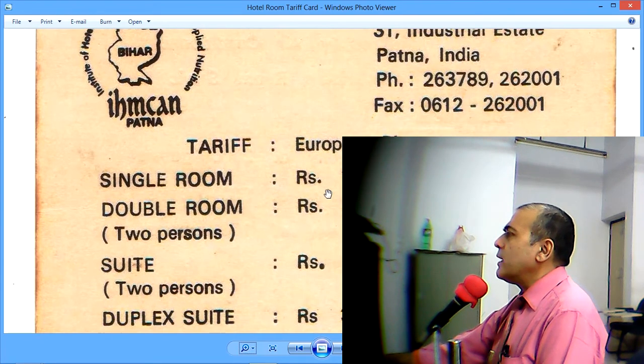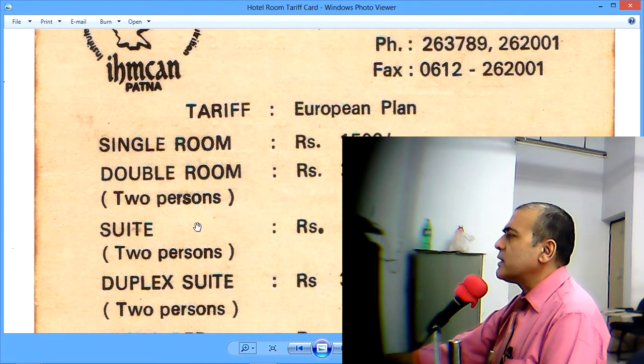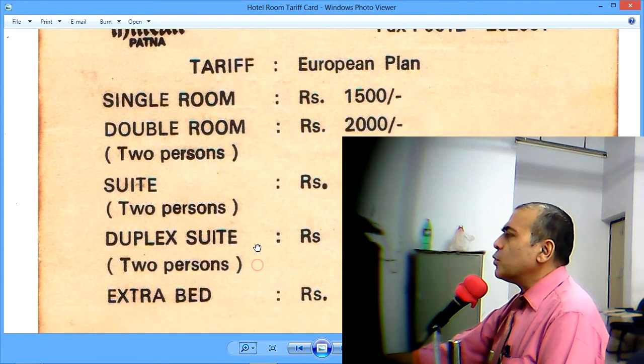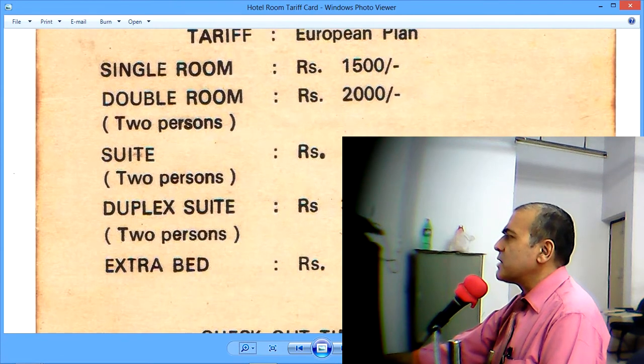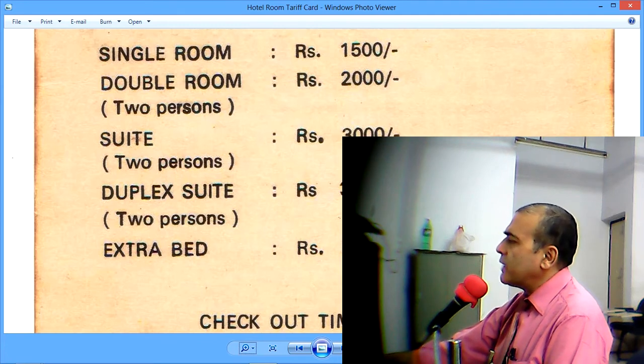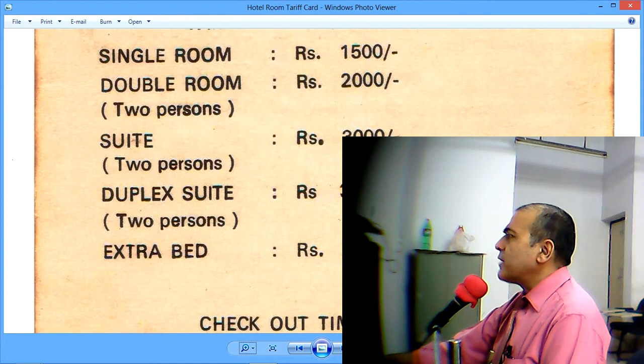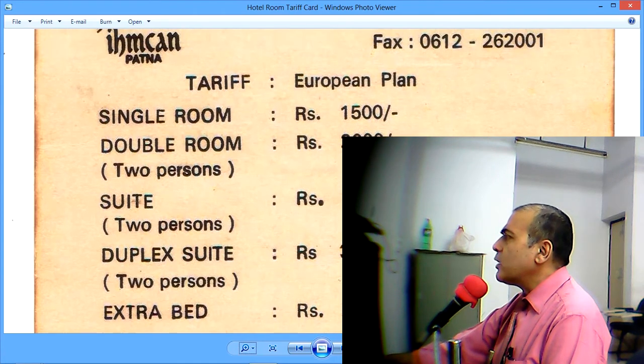If you notice, single room at rupees 1500 and double room at rupees 2000, suite 3000, duplex suite for two persons at 3200, and all extra beds at rupees 500. Taxes as applicable, so taxes may be included here or taxes may be charged separately. So tariff card simply is the rate card of the hotel accommodations available.